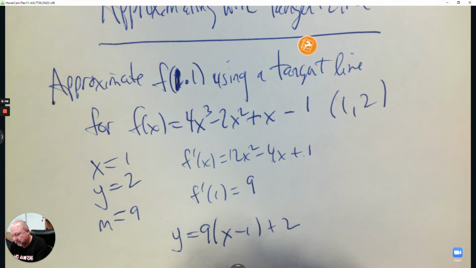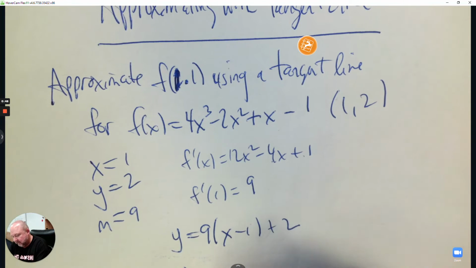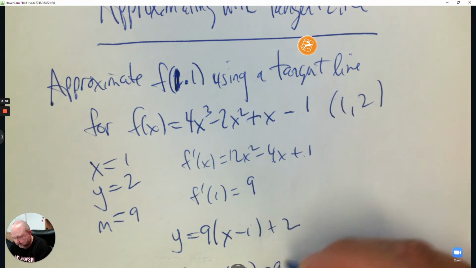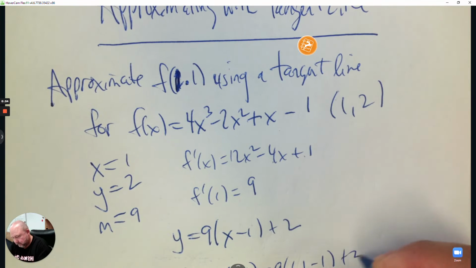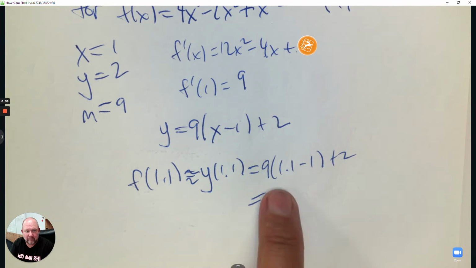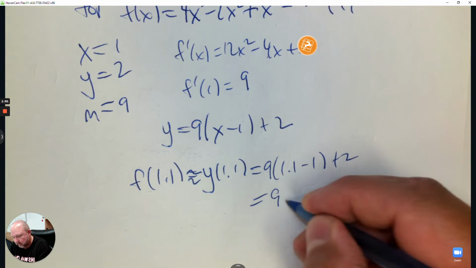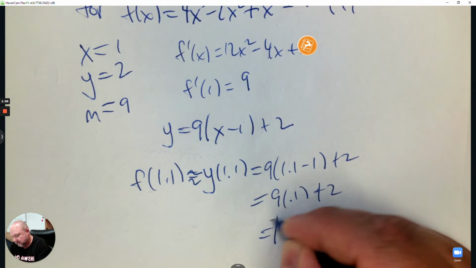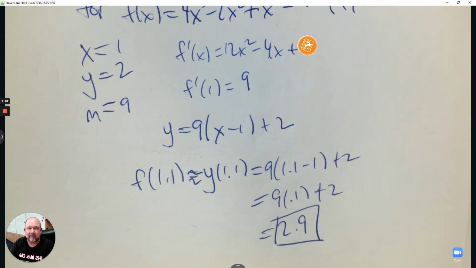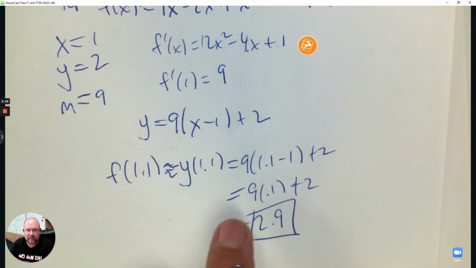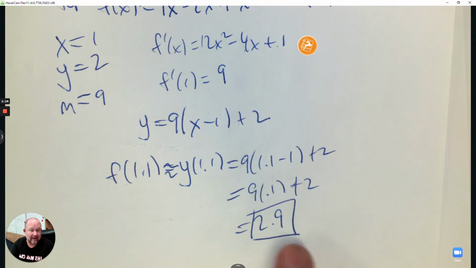And then if I want to approximate 1.1, that's the number I plug into the function. So here I have my tangent line, plug 1.1 into it. 1.1 take away 1 is just 0.1. And this ends up being 2.9. So instead of having to plug 1.1 into this function, if you plug in 1.1 into the tangent line, you can get an approximation. It's a lot easier.